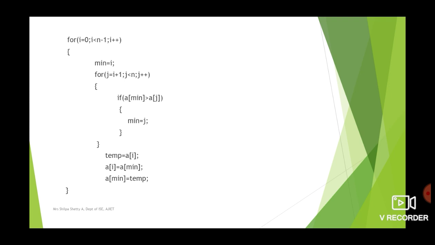So when we swap, what happens? The smallest element in the array will occupy the first position in the first pass. So that is about swapping. I think the swapping part would be known to you already.